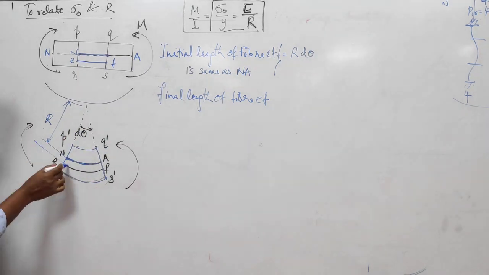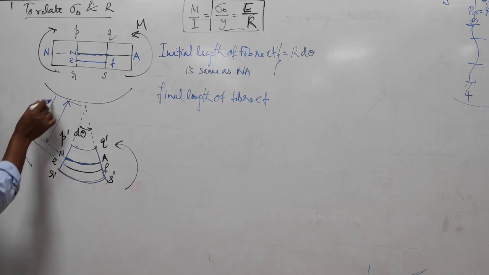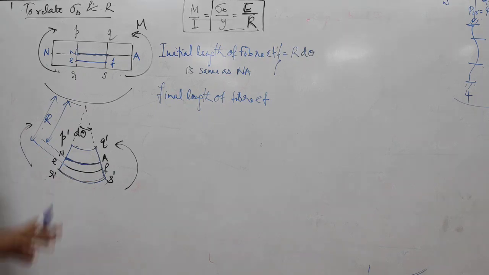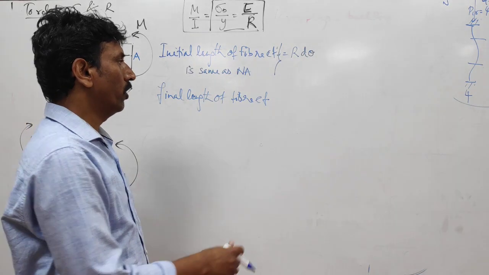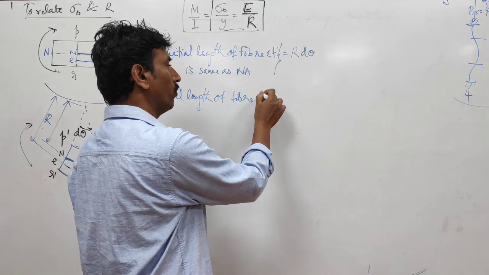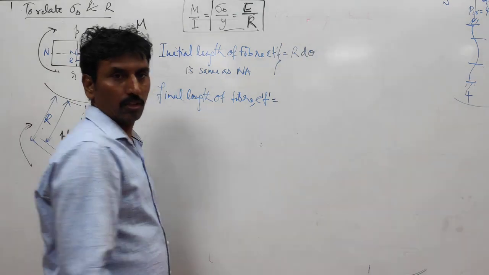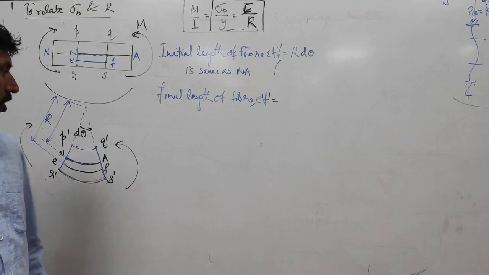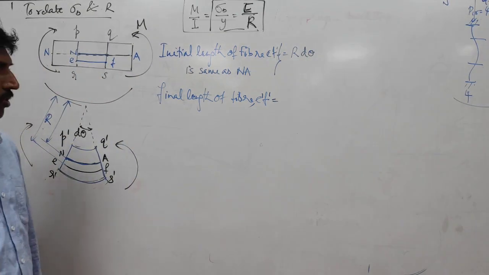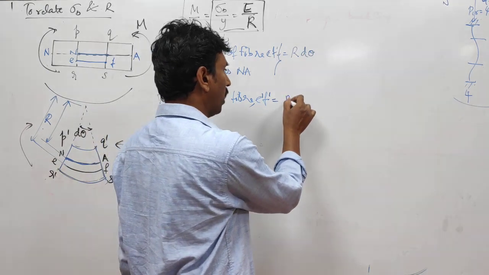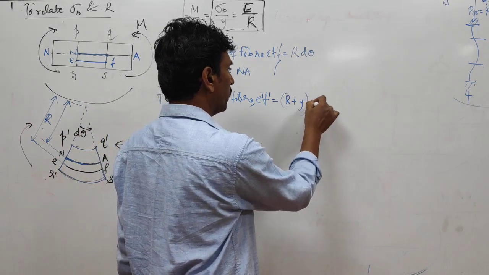Suppose we want this length, then it is r plus y into d theta. So that gives you the final length of the fiber EF. The final length of fiber EF, what do we call it? We call it E dash F dash. So that is actually r plus y into d theta.